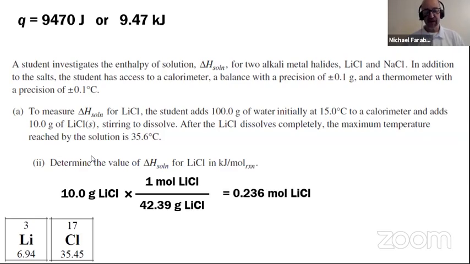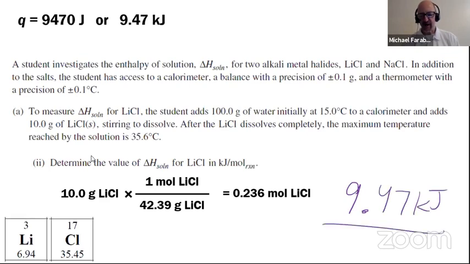This gets us part of our answer. So 9.47 kilojoules divided by 0.236 moles. Okay, if I do this math, I'm going to get an answer. Is it going to be the correct answer? Well, that depends. Is it a positive or a negative? Is it an endothermic process or an exothermic process?